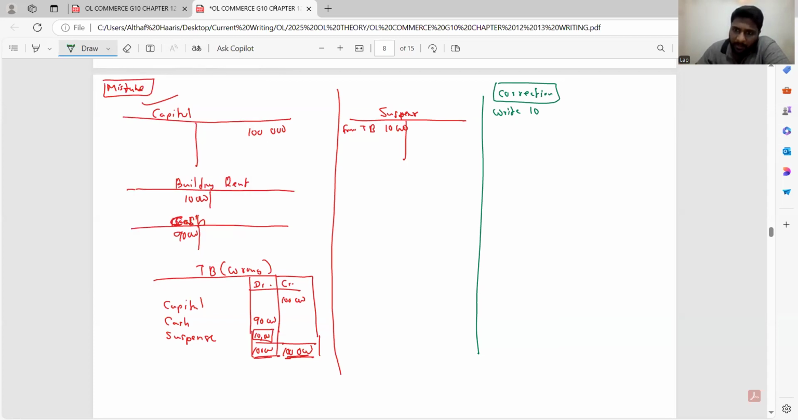Write 10,000 building rent to the debit side of the trial balance. So that means they are telling us to debit the trial balance, and credit the suspense account. Then the suspense account will get cancelled off.